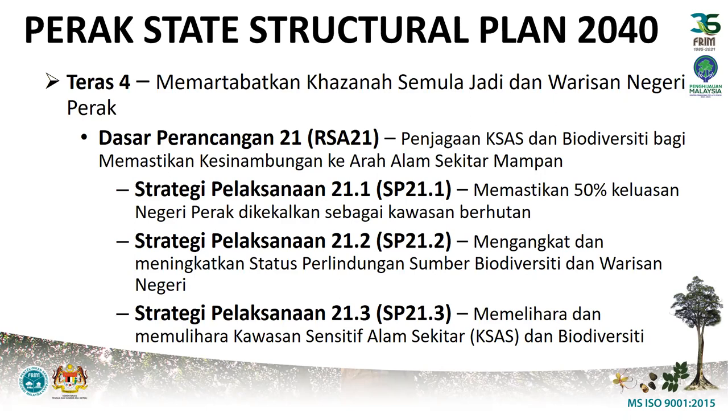So di dalam dasar perancangan, RFN 21, bagaimana kita menjaga KSAS, clearly mention KSAS, kawasan sensitif alam sekitar, dan biodiversity bagi memastikan kesinambungan ke arah alam sekitar mampan. Dan 3 strategi pelaksanaan, yang pertama kita nak maintain 50% keluasan negeri Perak dikekalkan sebagai kawasan berhutan, mengangkat dan meningkatkan status perlindungan sumber biodiversity dan warisan negeri, dan yang terakhir memelihara kawasan sensitif alam sekitar dan biodiversity. Jadi perkara ini juga menjadi asas bagaimana kita perlu memulihara biodiversity khusus di kawasan tersebut, in situ conservation.